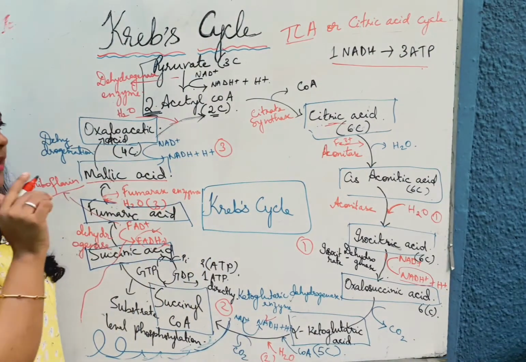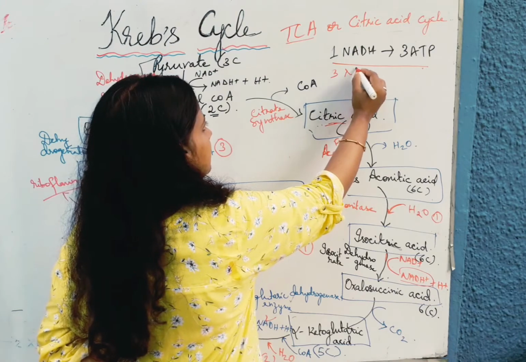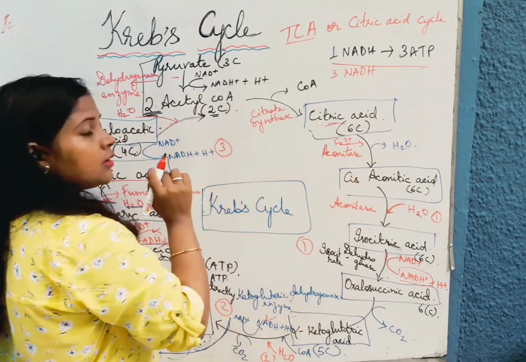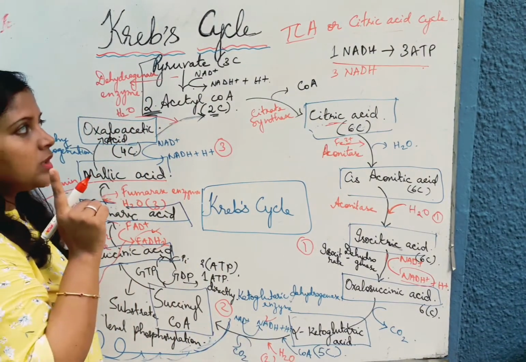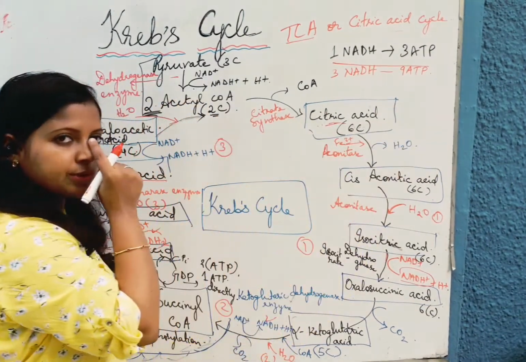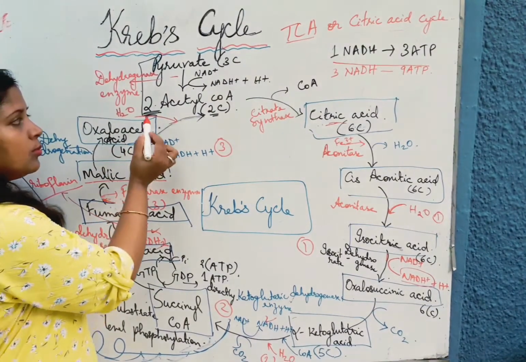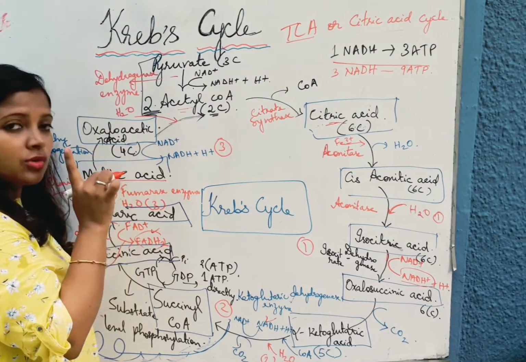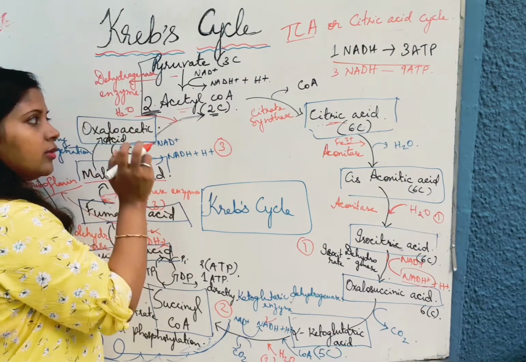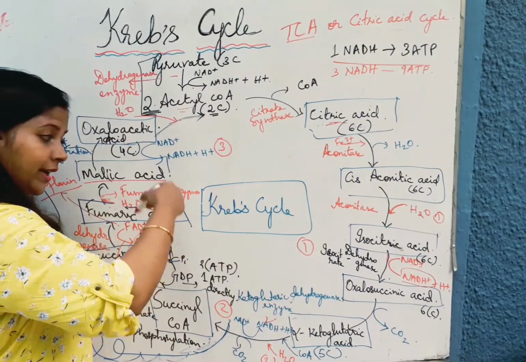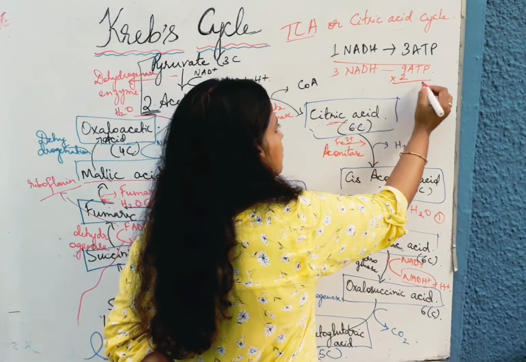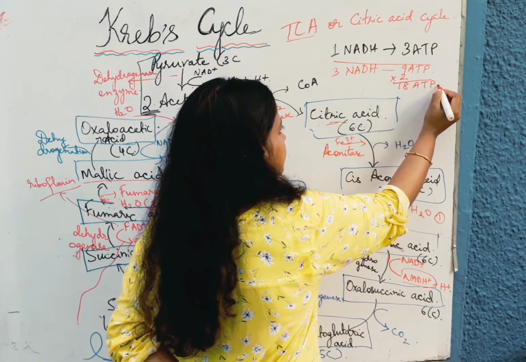So when the 3 NADH is produced, 1 NADH produces 3 ATP. So 3 NADH means 9 ATP. Okay, 9 ATPs are produced now. But I have said there are 2 molecules of acetyl coenzyme A from 1 glucose molecule. So to undergo oxidation, the 2 molecules of acetyl coenzyme A need to enter the Krebs cycle, rotate twice. So that's why 2 times. So you multiply these by 2, then you will get 18 ATP.